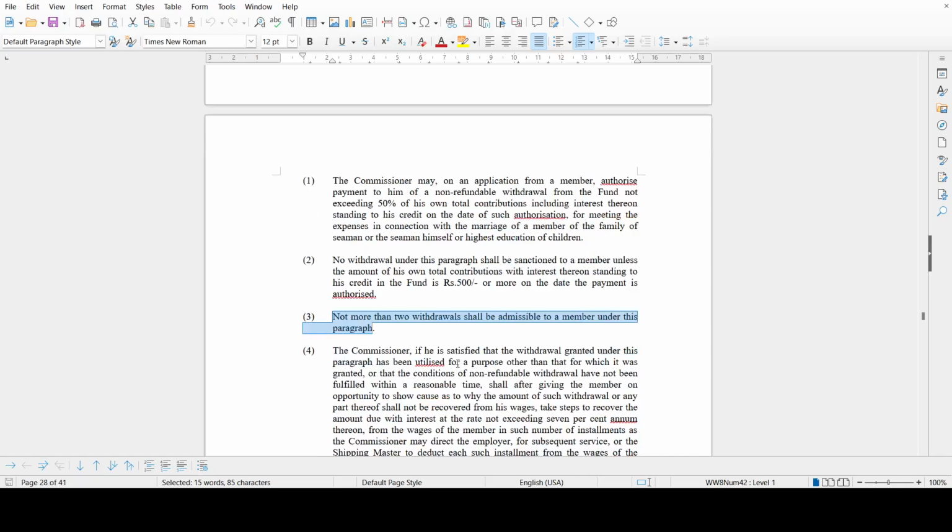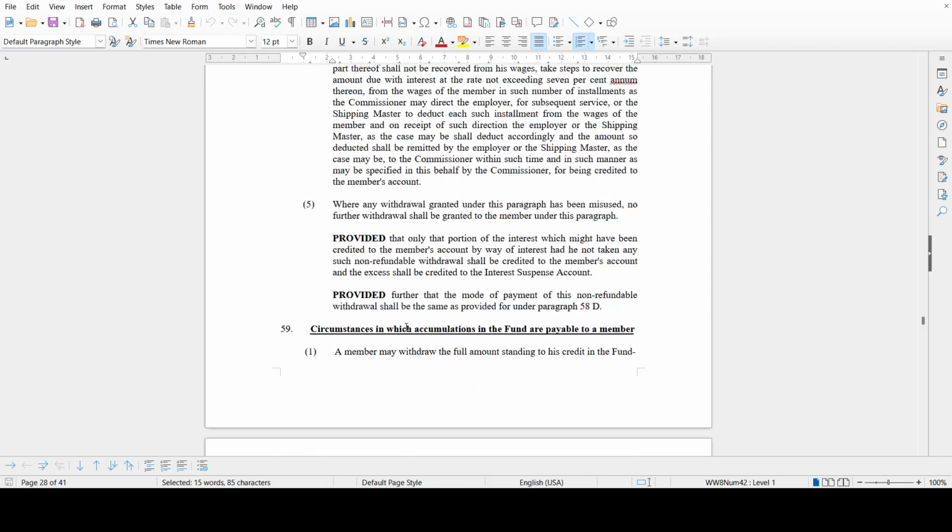The commissioner, if he is satisfied with the withdrawal granted under this paragraph. So again the same thing: if the commissioner is okay, if he is satisfied with your documents, if he is convinced, he will approve your withdrawal, and then you can get the money.